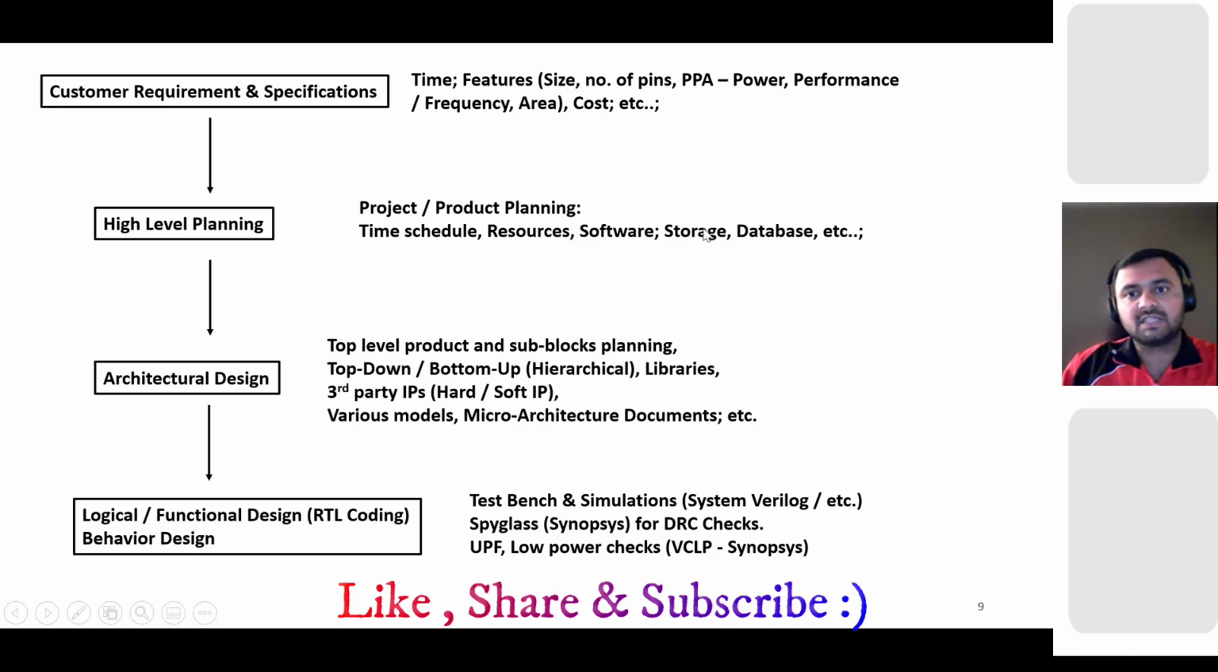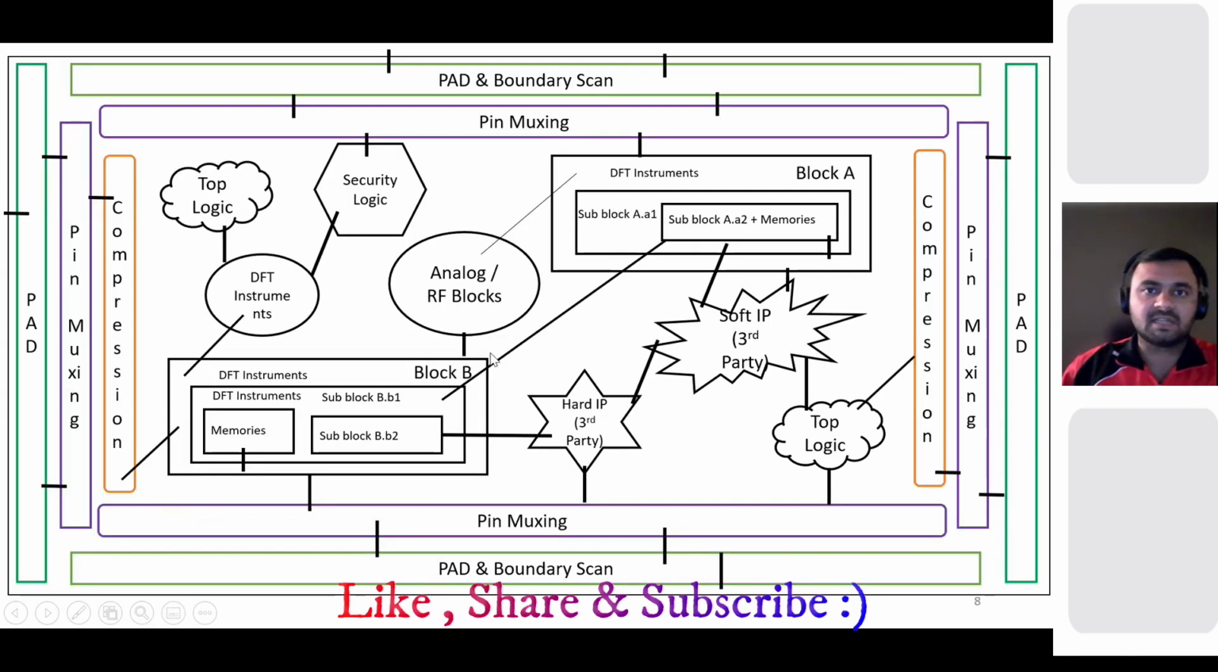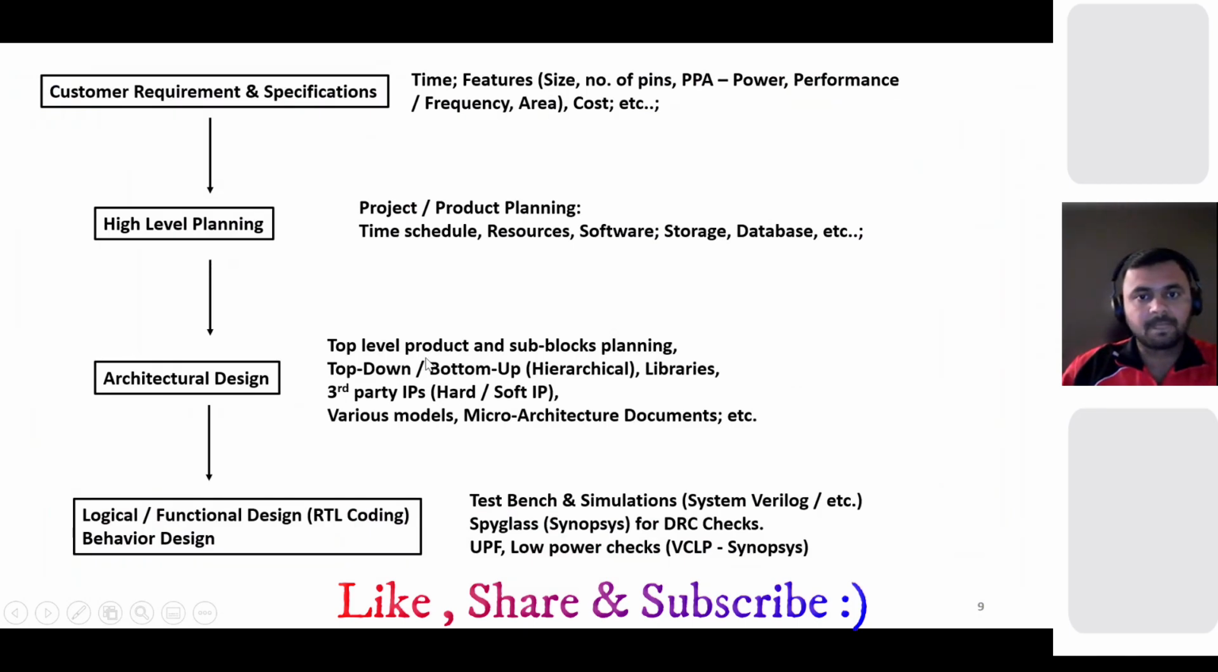Then you also need the storage and database to basically save your designs and files. So this happens at the second phase. Then once it is done, it goes to the architectural design. So here basically you architect your top level product. You remember when we open the chip, we get the top level, right? So that planning happens here. Basically this top level and all the blocks planning happens at this phase.